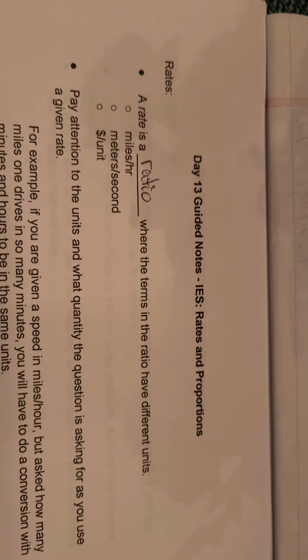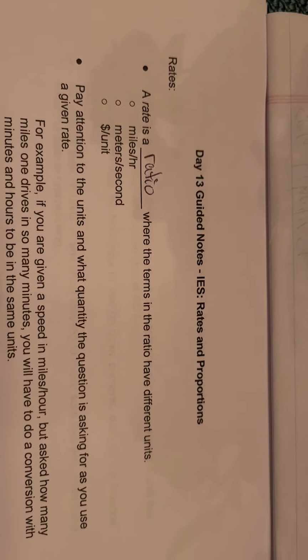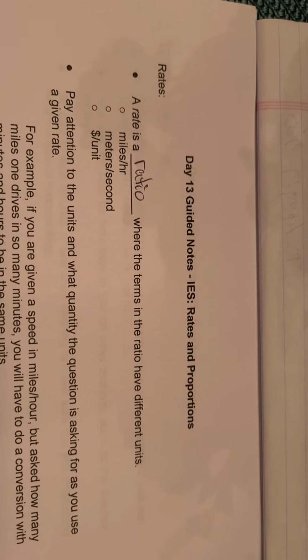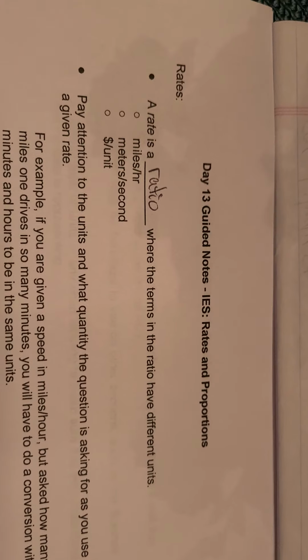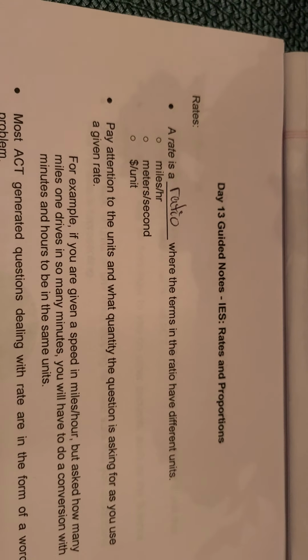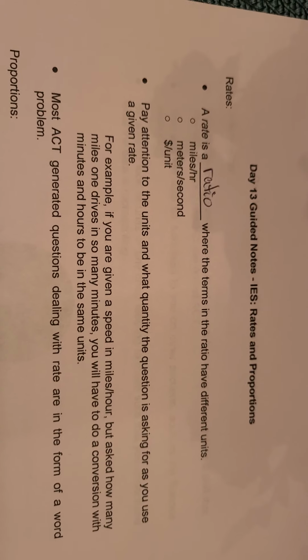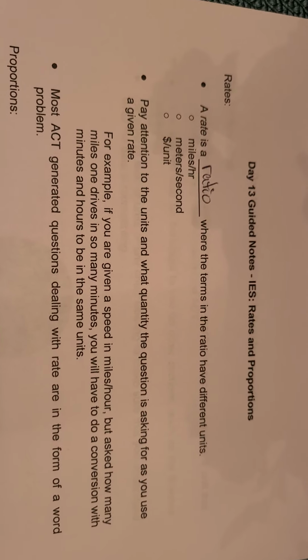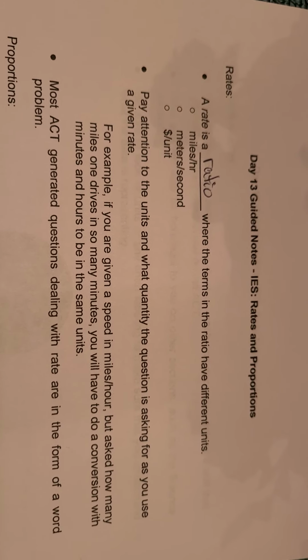A rate is just a ratio, and if you remember, ratios are fractions that we set up where the terms in the ratio have different units. So generally, we talk about things like miles per hour or meters per second or dollars per unit, which we call the unit price. Be very careful with the units. Pay attention to the units and what quantity the question is asking you for each given rate.